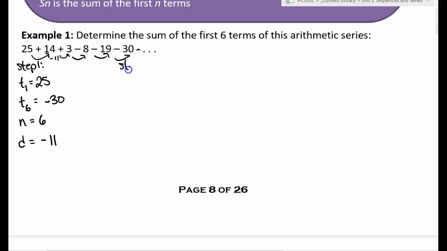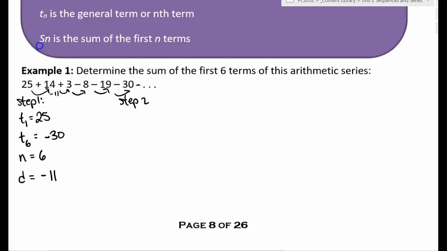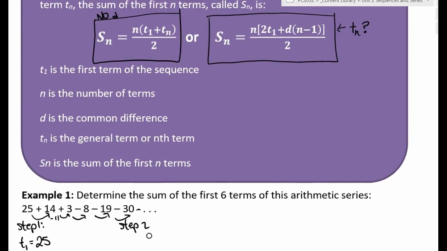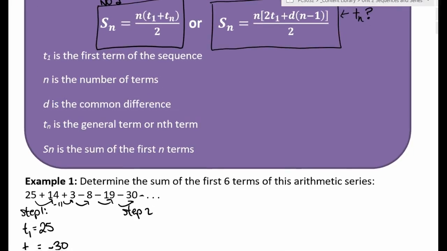Step 2, figure it out. So you could technically pull out your calculator and do this one using your calculator, and that would be an okay thing to do, but I'm not going to do that. I want to practice using these equations. So I'm going to use both just so that you see kind of how they work a little bit different.